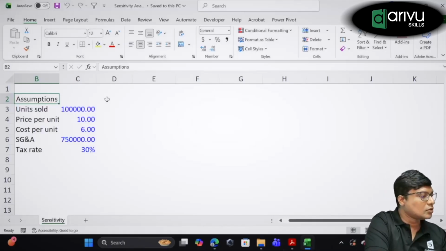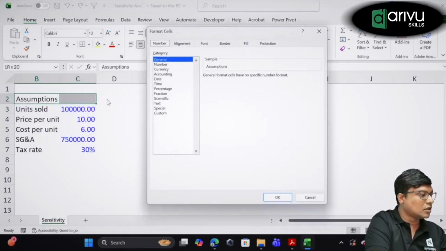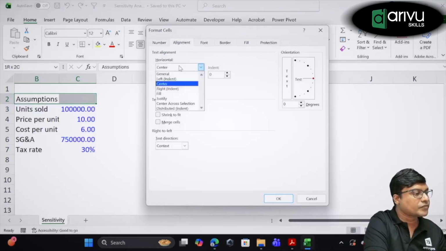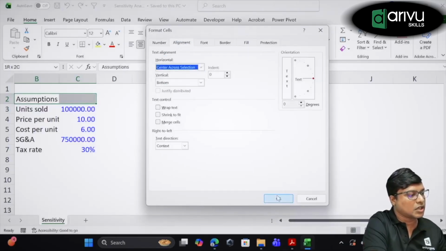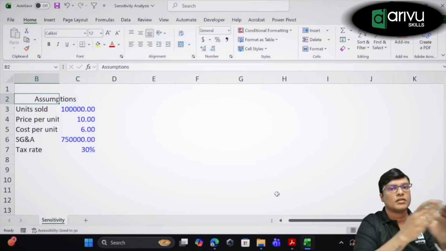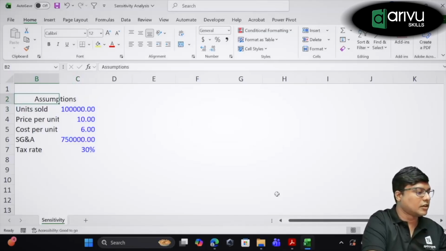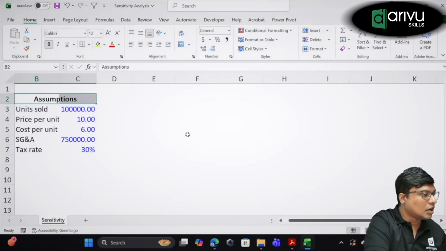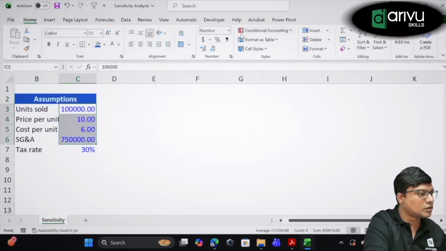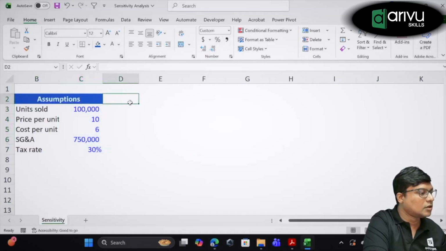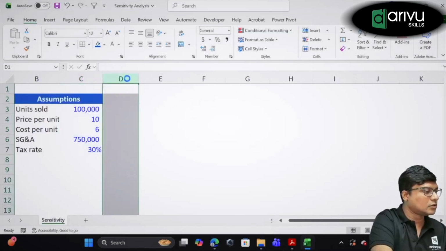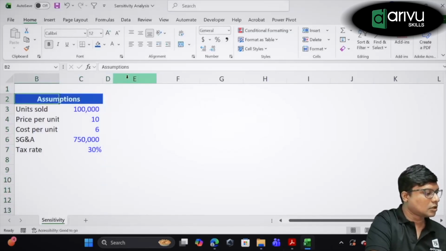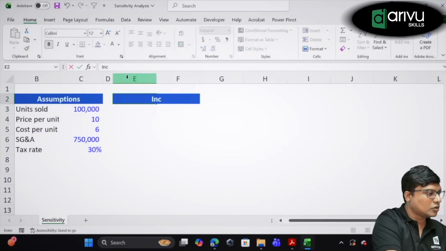Let's build it. Let's build the assumptions. I'll go to the alignment. Here, without merging any of the cells, I can combine both the cells to have the header. So I'll bold this, fill it with some color, then change it, then remove these decimals. I'll copy this, then copy this, stick it here, and change it to income statement.